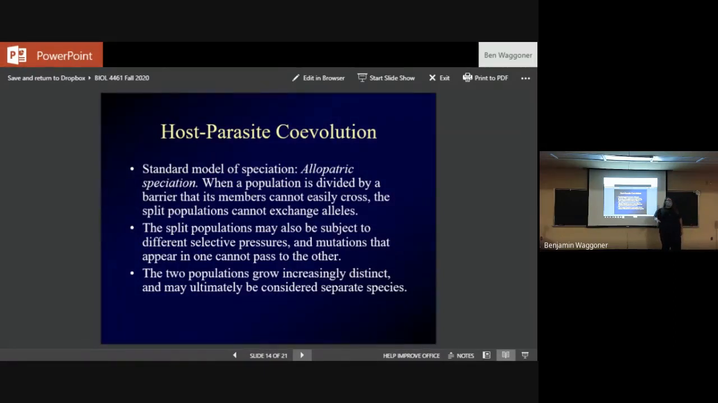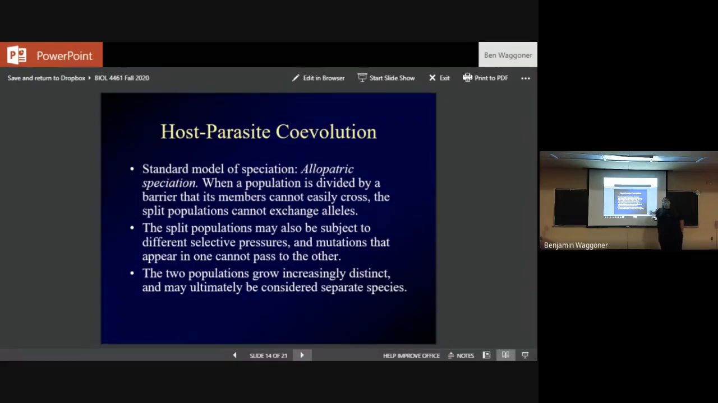And then that population gets divided by a barrier that its members cannot easily get across. This could be because the population stays where it is and a physical barrier splits it. Maybe a river changes its course, maybe a mountain pops up, maybe somebody builds a highway right through the territory, maybe two continents rift apart because of plate tectonics, something like that. We call that, by the way, vicariance.